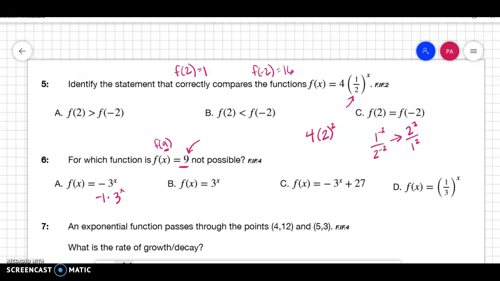There's nothing to do to get rid of that. Like there's no number I can put in for x that's going to turn this whole thing into a negative value. So there's no way for it to become a positive 9. Whereas here, if I put a 2 in, that's 9.